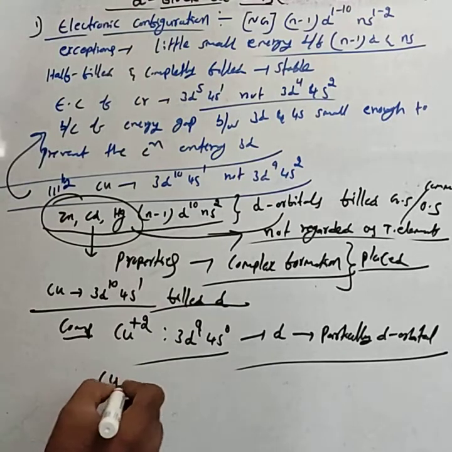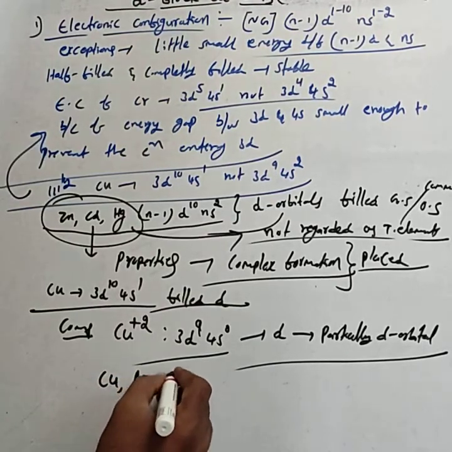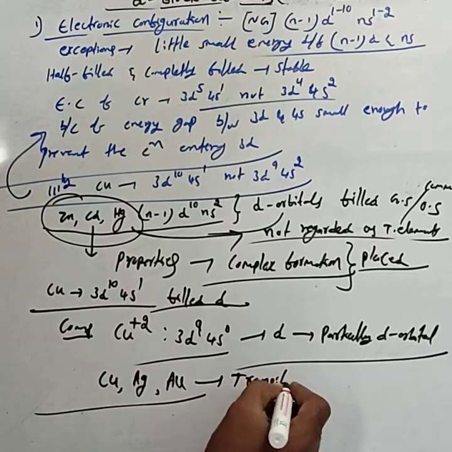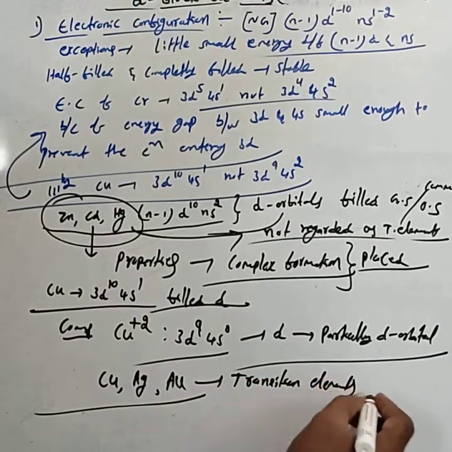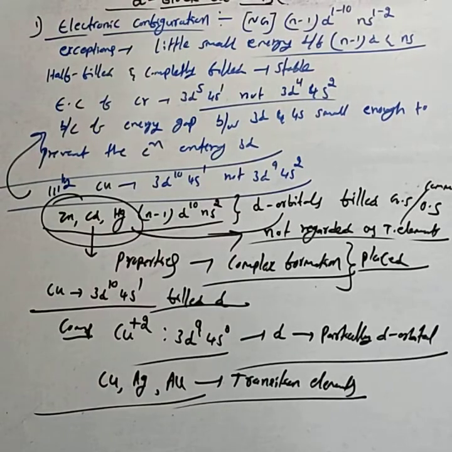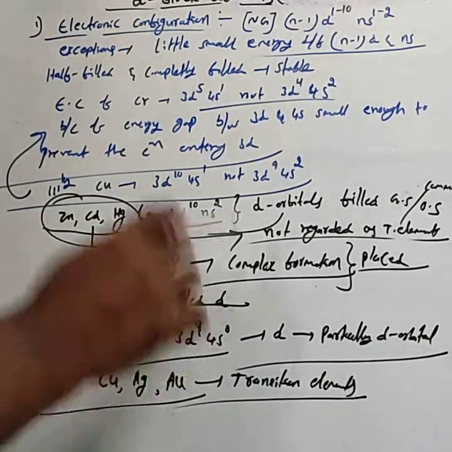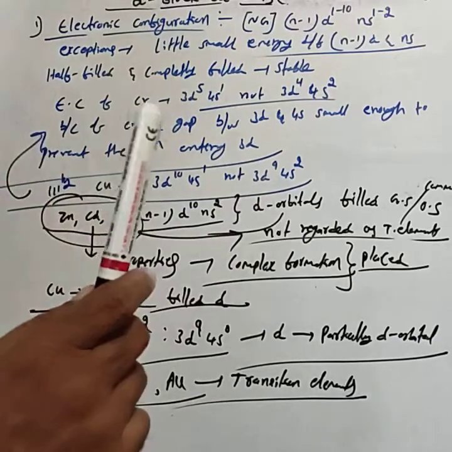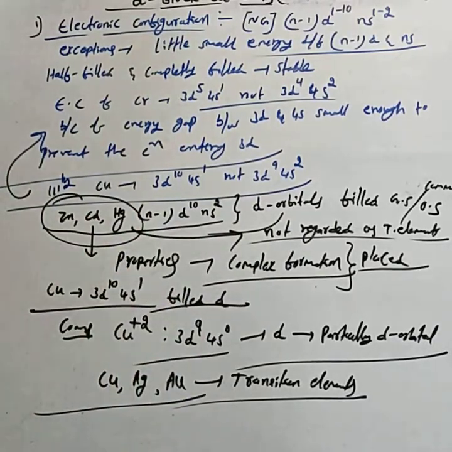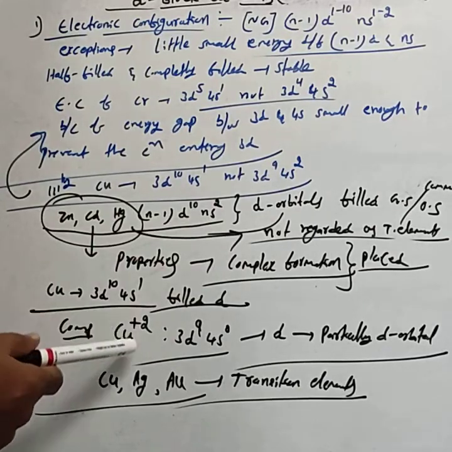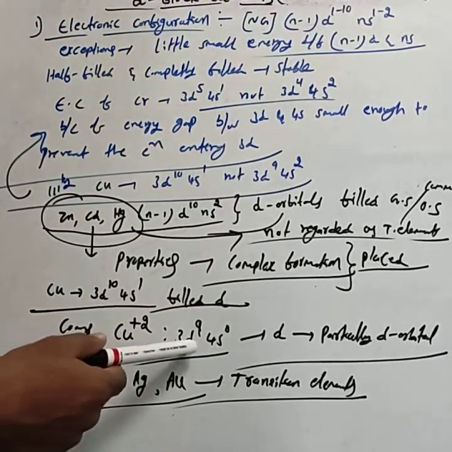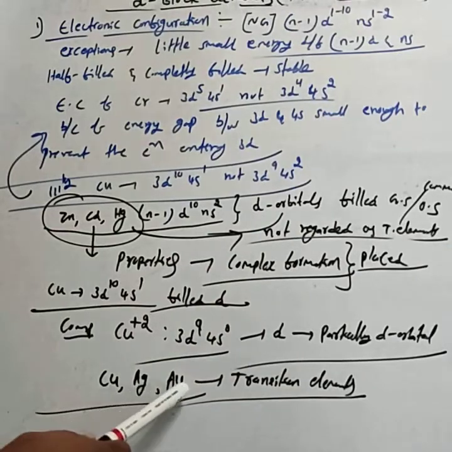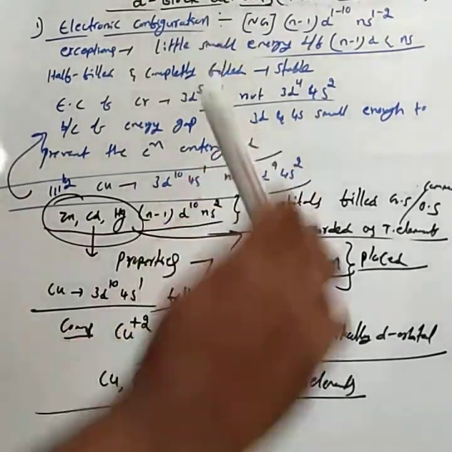Therefore, under copper you can observe silver and gold. Copper, silver and gold are called transition elements. Copper in the ground state has configuration 3d10 4s1. It is completely filled. Similar to zinc, cadmium and mercury, copper also contains a completely filled d orbital. Even though it has a completely filled d orbital, in certain compounds copper exhibits +2. In the +2 oxidation state, the configuration is 3d9 4s0, which has a partially filled d orbital. Hence copper, silver and gold are called transition elements.